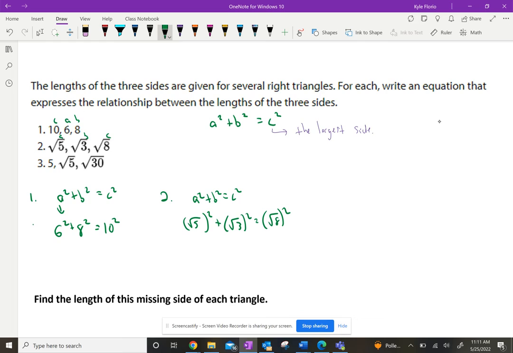And the square root of 5 squared is just 5. The square root of 3 squared is just 3. 5 plus 3 is 8, which is the same thing as the square root of 8 squared.